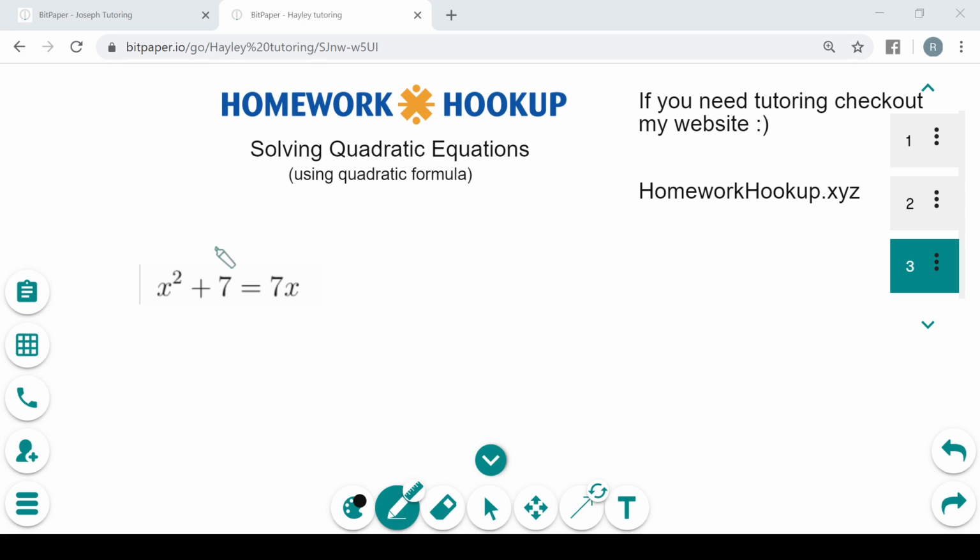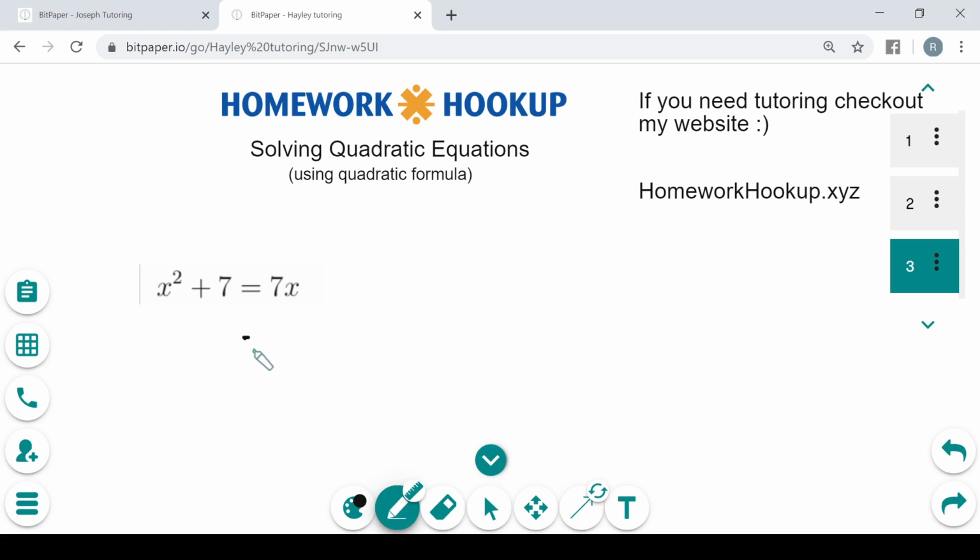I wanted to do another example on using the quadratic formula to solve quadratic equations. I'm just going to jump right into it. So here we go. You can solve this multiple ways, but the quadratic formula is a good way to solve all of them. It's actually the best one to solve any of them.